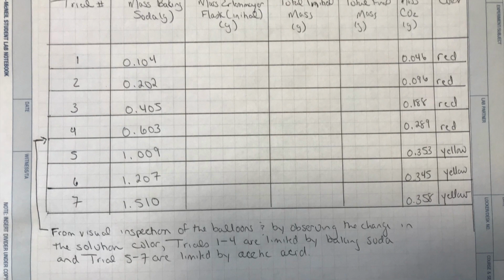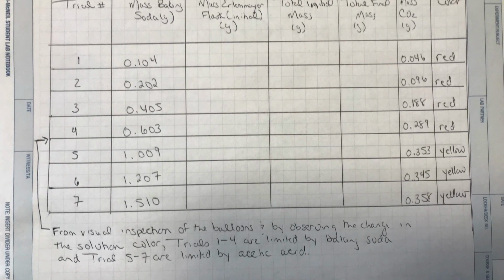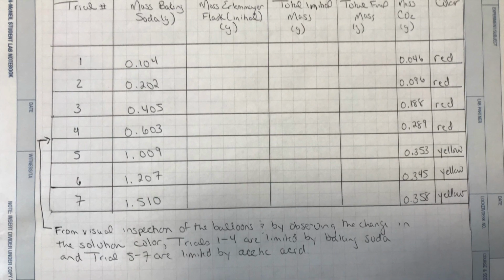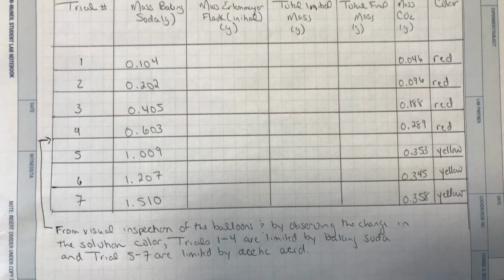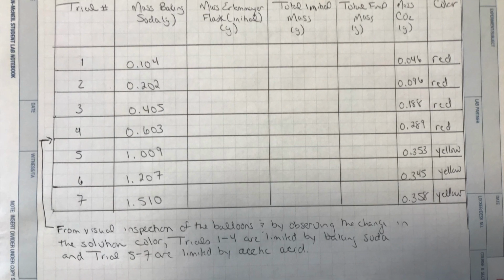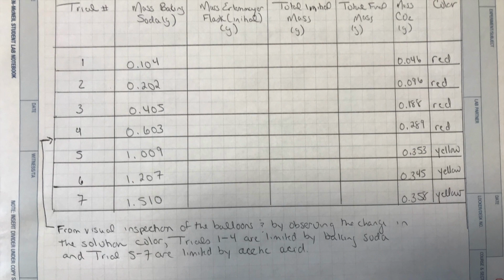What I've indicated here in words below the data table is that what I saw from both the visual inspection of the balloons and from when the solution changed color is that trials 1 through 4 were baking soda limited and trials 5 through 7 were acetic acid limited.